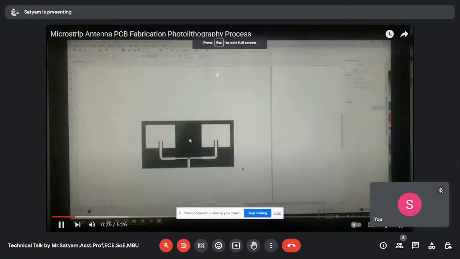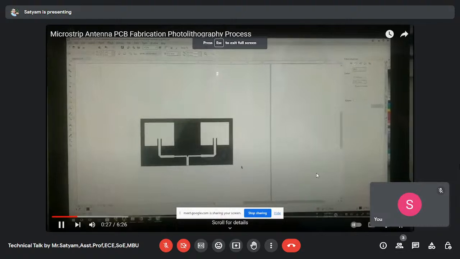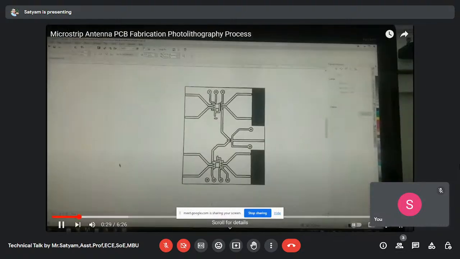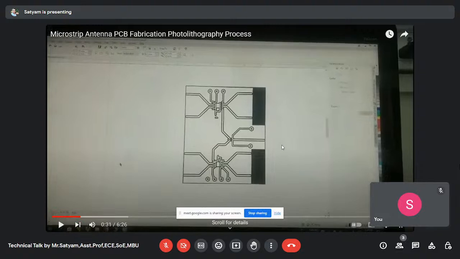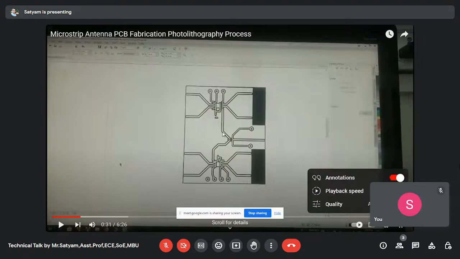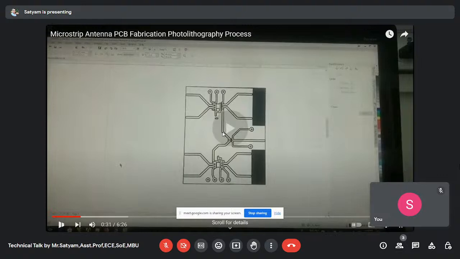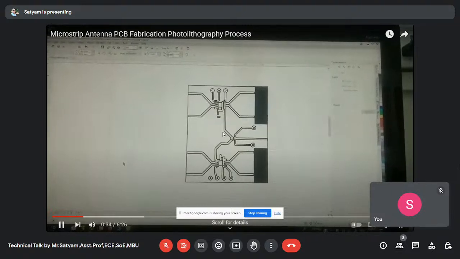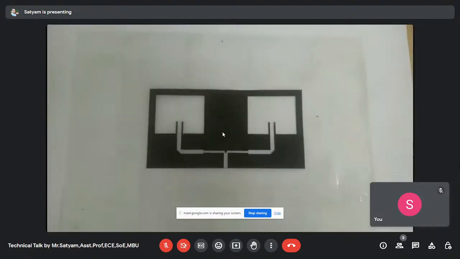Different software tools such as CorelDRAW or AutoCAD can be used to prepare negative of the required design like antenna or circuit layout. The negative is printed on the trace paper.